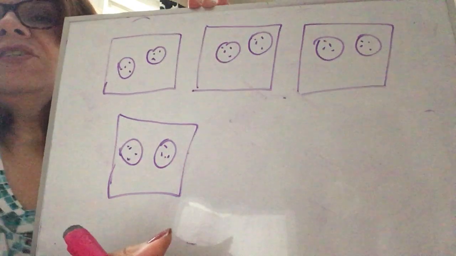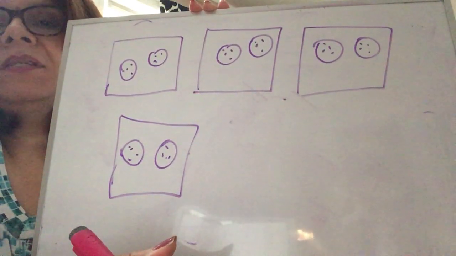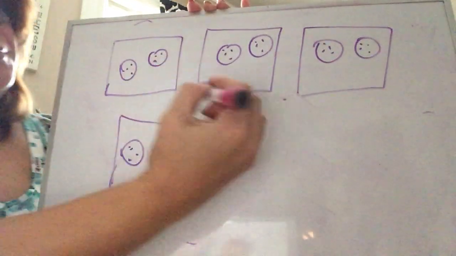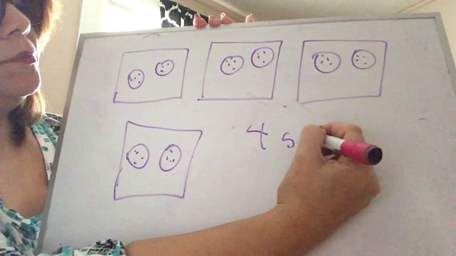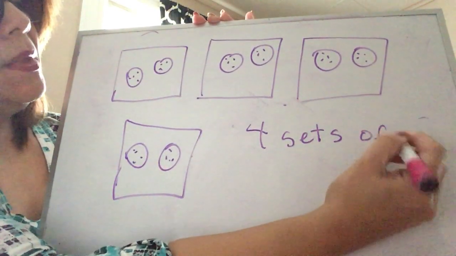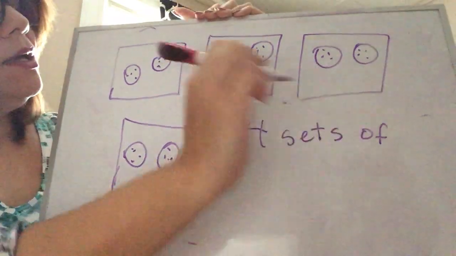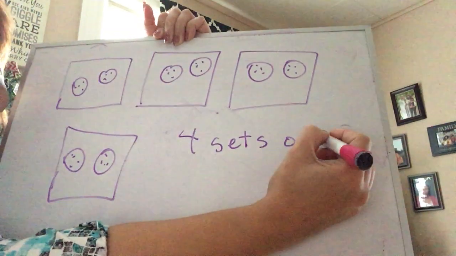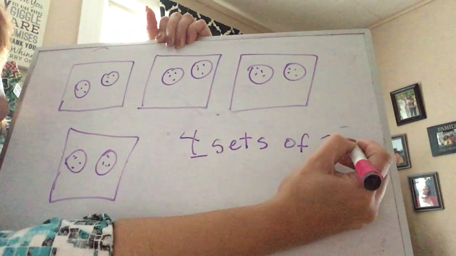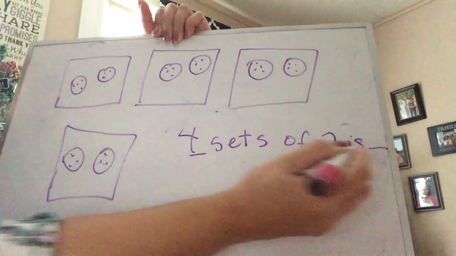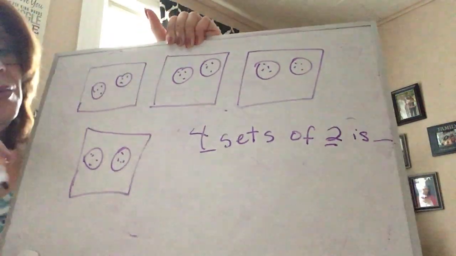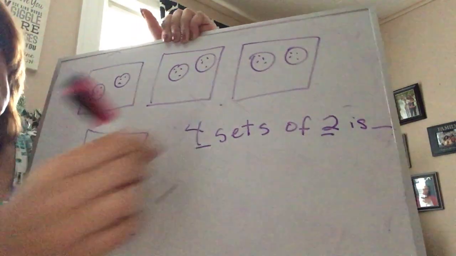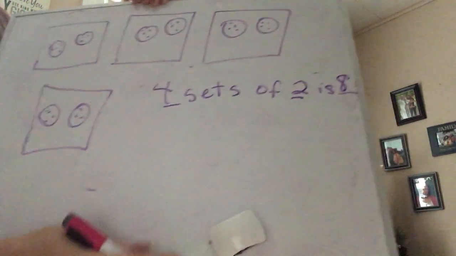All right, so here we have our chocolate chip cookies on 4 napkins. So we have how many sets? We have 4. How many cookies are in each napkin? They are 2. We have 4 sets of 2. Let's count by 2s. 2, 4, 6, 8. 4 sets of 2 is 8.